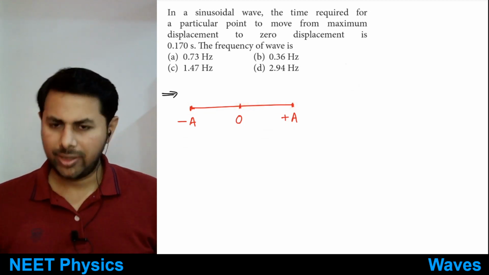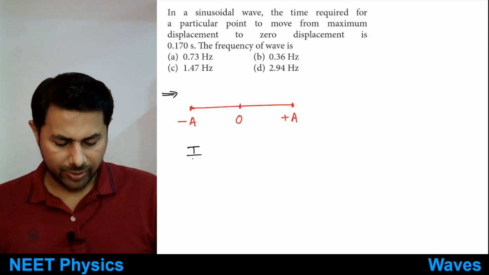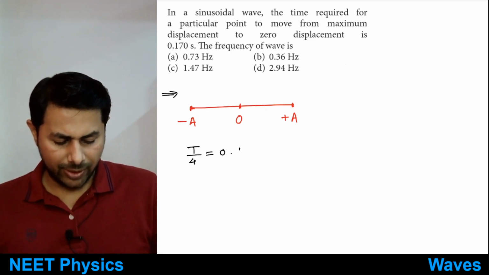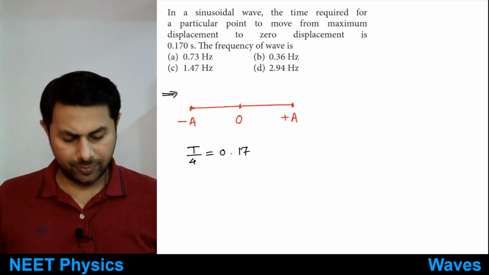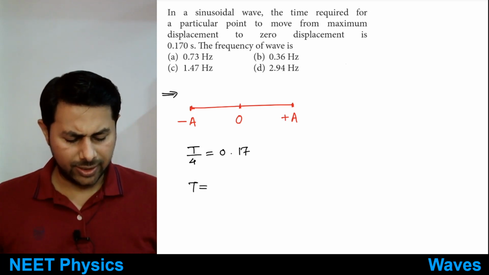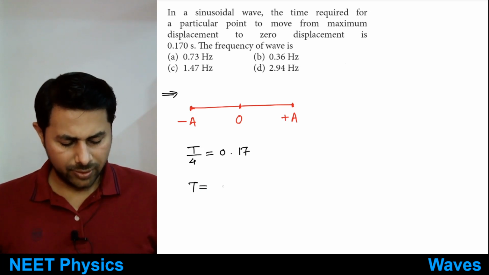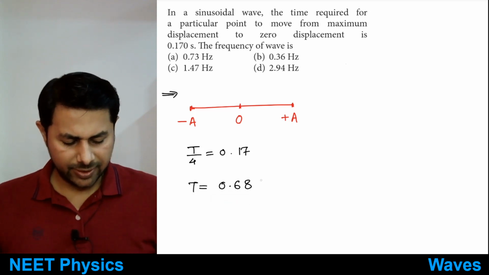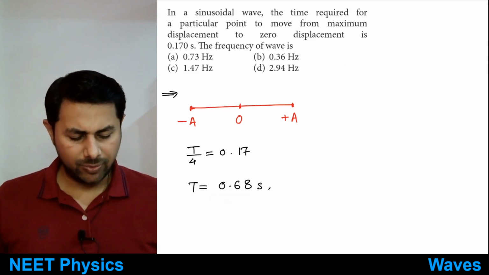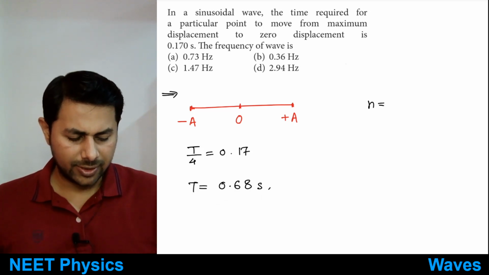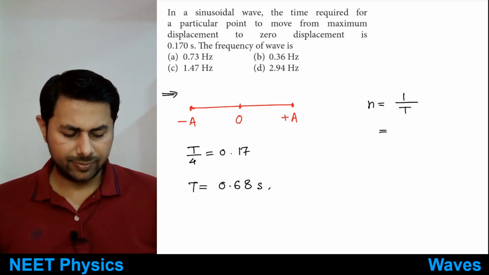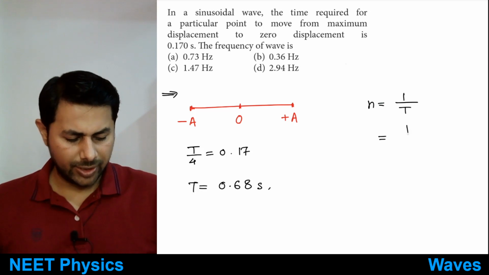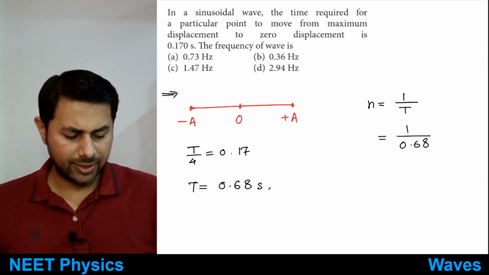So what's given here? T by 4 is equal to 0.17. Therefore what would be T? T is just this thing multiplied by 4. It is 0.68 seconds, right? And therefore what would be the frequency? There is nothing, it's 1 by T only. So 1 divided by 0.68.